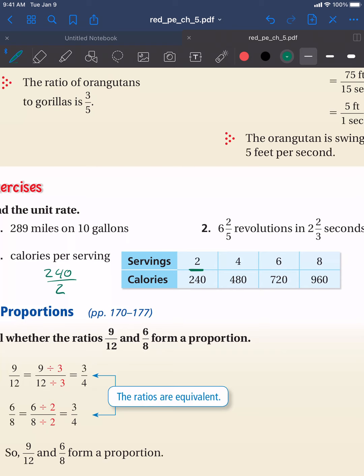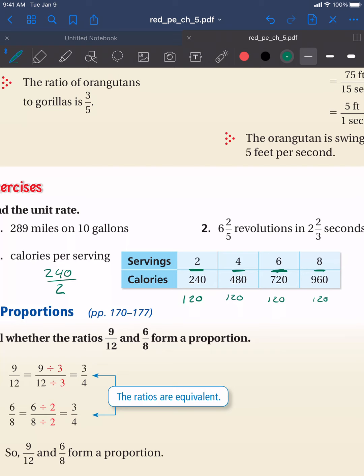120? No, 210. Divided by... think about it. It's half of 240, so it'd be 120. Now, if I took 480 and divided it by 4, shouldn't it be the same thing? And then 720 divided by 6 should be the same thing? If you think about it, it is, because if you take away all the zeros, then it's just 24 divided by 2 is 12, right?